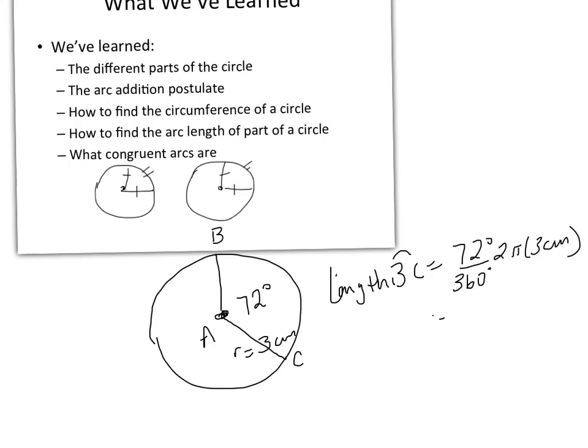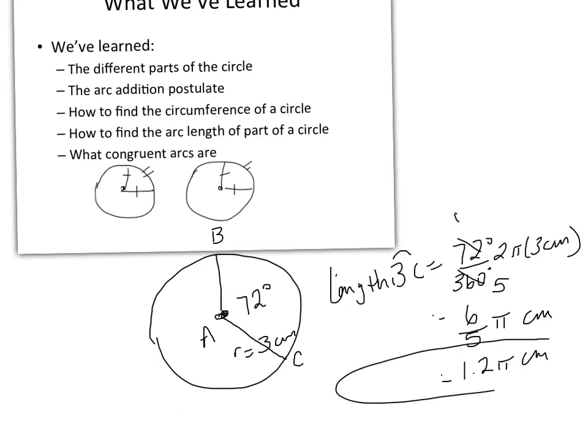Now, one thing we do need to note is that you need to leave this in terms of pi, okay? So we don't want you to really multiply out that 3.14 times anything. That is totally unnecessary. So 72 goes into 360 5 times, right? So 1 over 5. 2 times 3 is 6. So we have actually 6/5 pi centimeters. So that is actually 1.2 pi centimeters, my arc length. Okay, and we would leave that in terms of pi there.